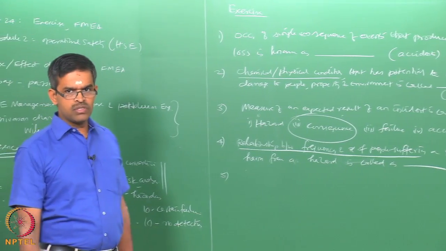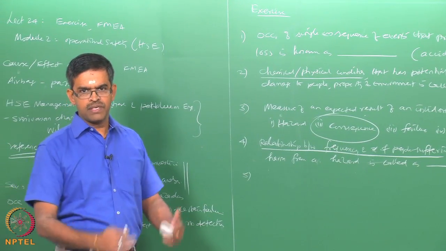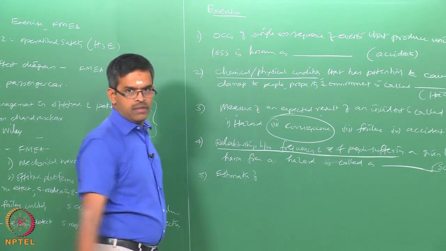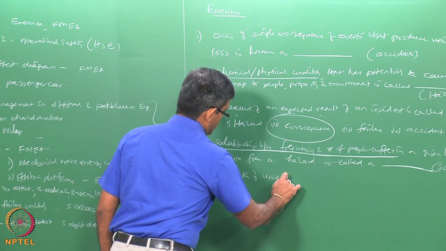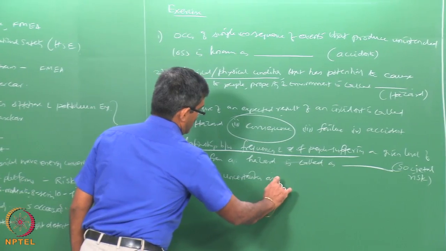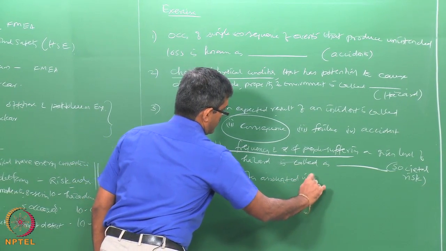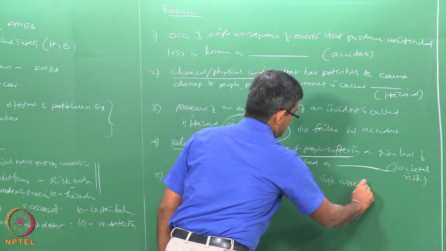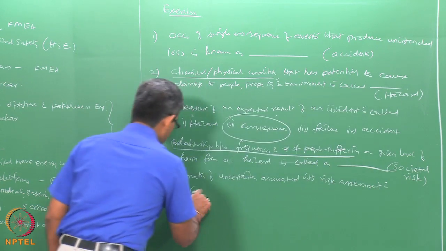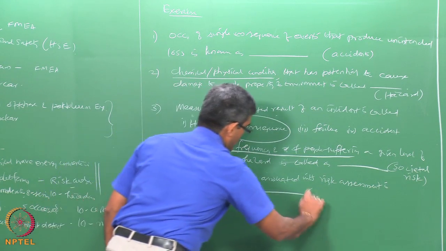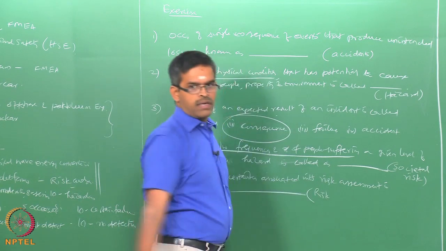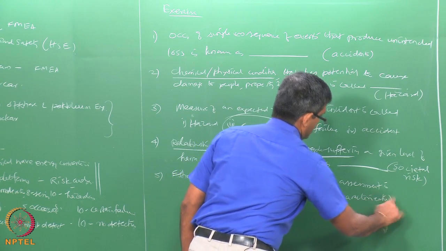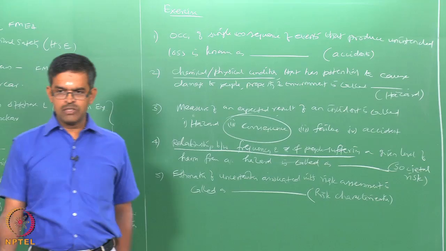Estimation of uncertainties associated with the entire process of risk assessment is called as... estimation of uncertainties associated with risk assessment is called as risk characterization. It is not risk evaluation. Risk evaluation is something different. Please look into the notes.